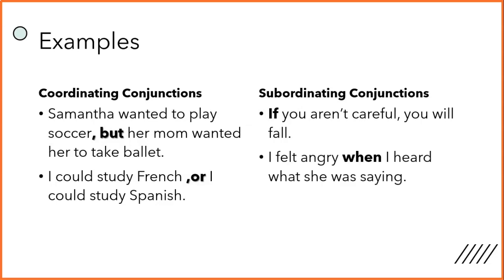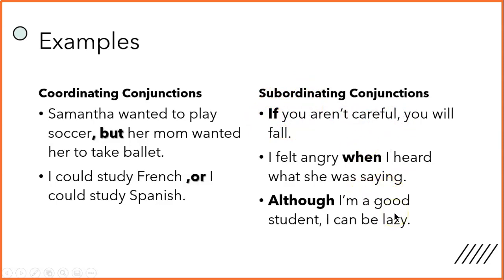I felt angry when I heard what she was saying. When I heard what she was saying is my dependent clause. It wouldn't make sense by itself. So that makes this a complex sentence. Remember, if the subordinating conjunction is at the beginning, you need a comma after the end of the clause. If it's in the middle, you don't need a comma. Although I'm a good student, I can be lazy. Although is my subordinating conjunction.